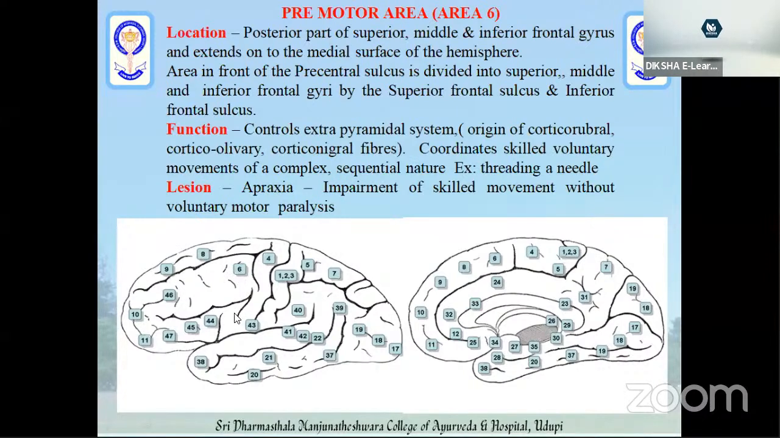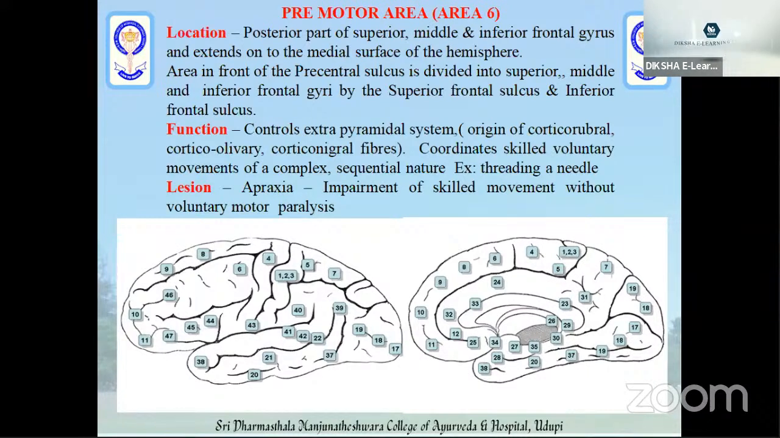Now, what are its functions? It controls the extrapyramidal system. Mainly the origin of the corticorubral, cortico-olivary, and corticoreticular fibers occurs from this area. It also coordinates skilled voluntary movements of a complex sequential nature. Skilled movements means, for example, threading a needle. It requires a skill to insert the thread through the minute hole. That is done by the extrapyramidal system.